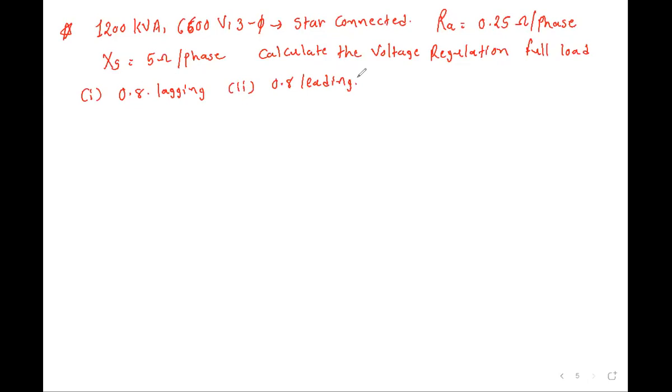So let me take one example for you. Now what we have to find? Voltage regulation. What is the equation of voltage regulation? Percentage voltage regulation is no load voltage, so we are finding the phase voltage, so it is EPH minus full load voltage VPH, divided by full load voltage VPH, into 100. So now we have to find EPH and VPH.